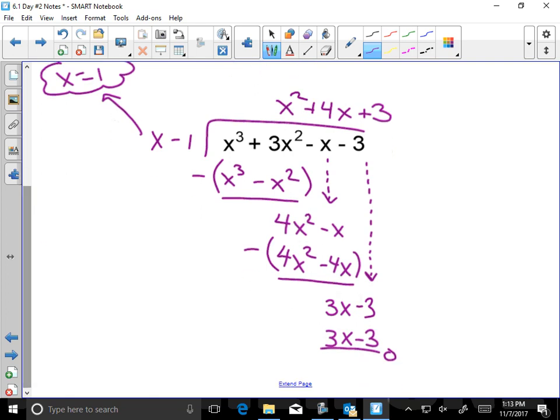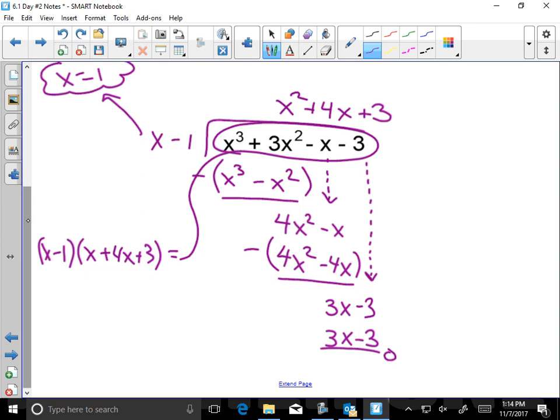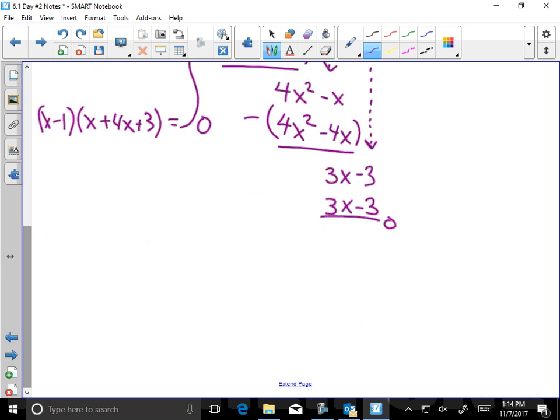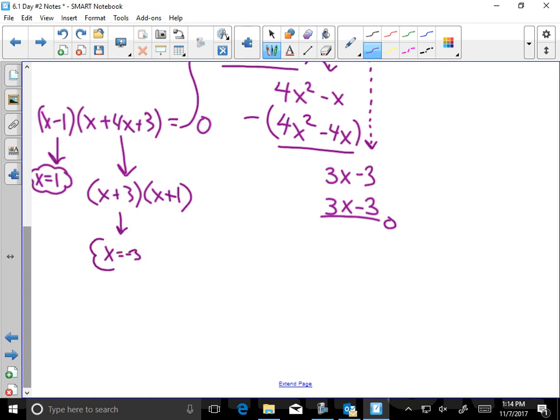What does that mean? That means that x minus 1 times x squared plus 4x plus 3 gives me my original polynomial, this thing. Okay, so what would make that equal 0? Well, I already know x equals 1 would make that 0. Could I possibly factor this thing? X plus 3. What else? X plus 1. Oh, so wait. X equals negative 3. And, oh, watch this. X equals negative 1.